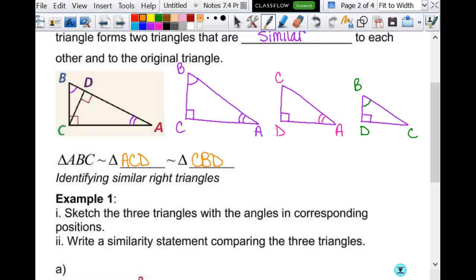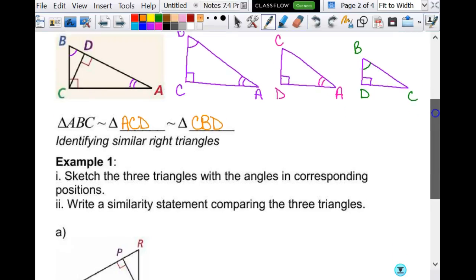Okay. So, first thing we have to be able to do is identify the similarity relationships between these triangles. We know they're all similar by angle, right? These two angles congruent to these two angles, so the triangles are similar. These two angles congruent to these two angles, so the triangles are similar. Right? And we'll get to what this means for us as far as a measurement here in just a second.